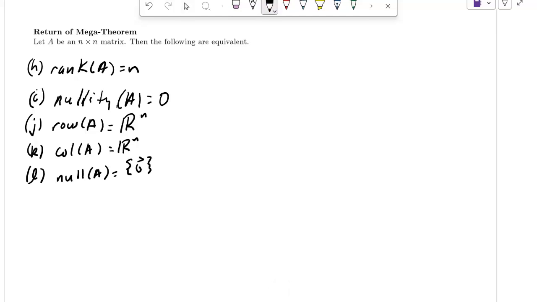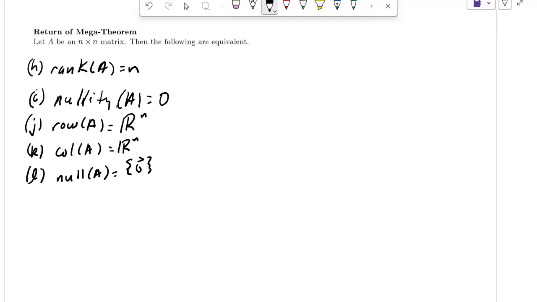Remember, we've already showed way back when we were doing systems of linear equations that being invertible is equivalent to the homogeneous system having only the trivial solution, right? Those two were equivalent to each other. So if the homogeneous system only has the trivial solution, and this is the space that is all the solutions of the homogeneous system, it must be zero. The null space is just the zero vector.